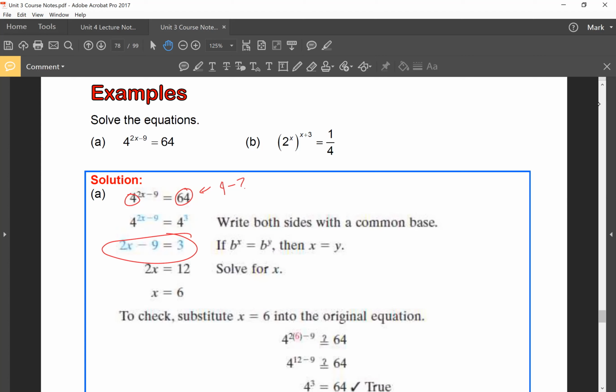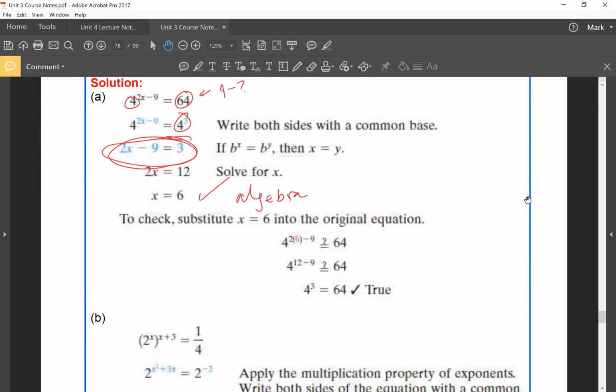Well, 4 times 4 is 16, so 4 squared is 16. Then I try 4 cubed on my calculator, and yeah, 4 cubed is 64. So I set these equal to each other, and then I solve for x. Just use algebra. Very easy. I shouldn't have to explain 2x minus 9 equals 3 to you, so I'll leave that there.